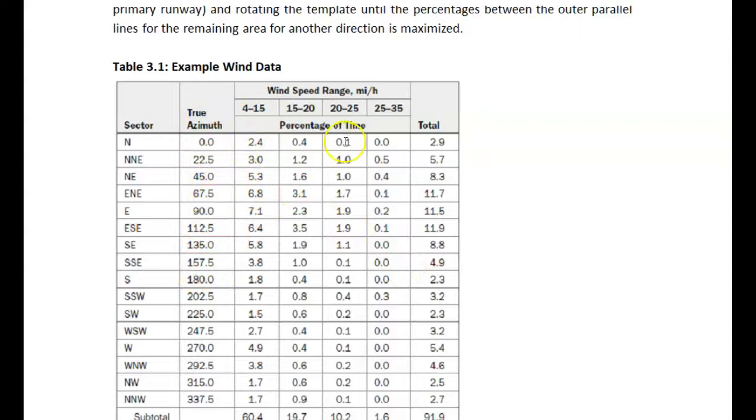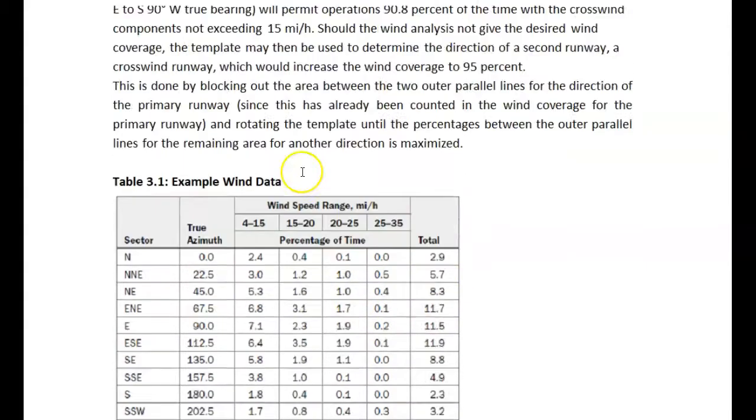So here you can see our sectors and our wind speed range. Here we have between 4 to 15. We have these values. Between 15 to 20, we have these values, which are the percentage of time the wind is blowing. Then we have 20 to 25. You can see the values we have. 25 to 30 we have, and this is our total. So we're trying to plot this.